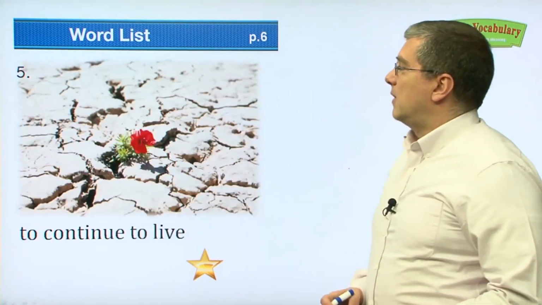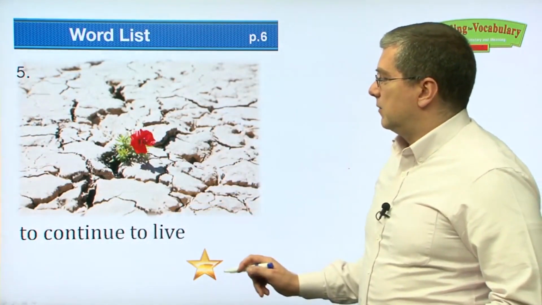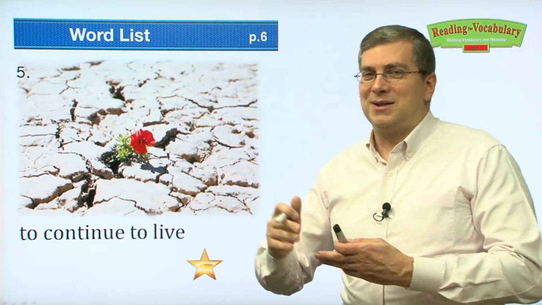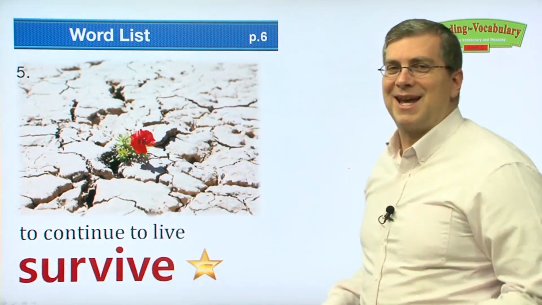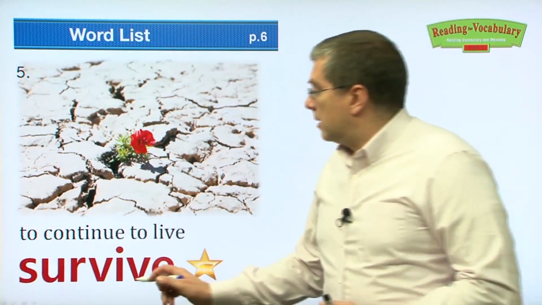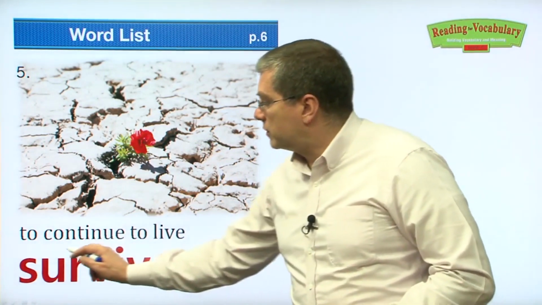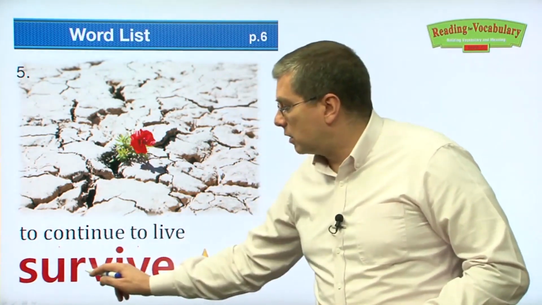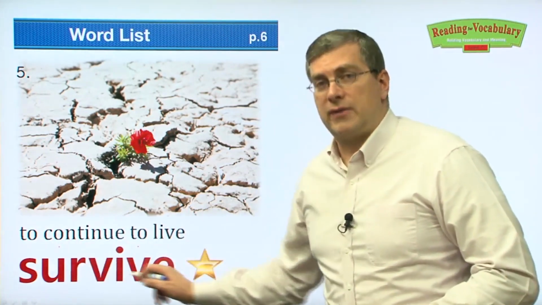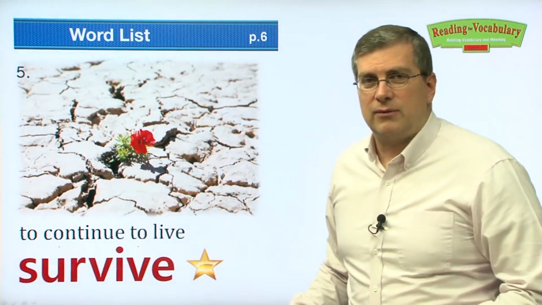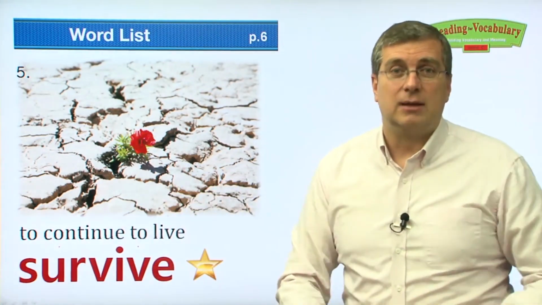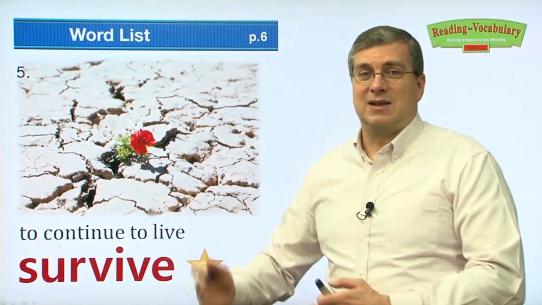Okay. Number 5, to continue to live. If something continues to live, they endure, they survive, right? I can't say it without saying the word, right? Survive. That's a little difficult word to say. Remember, survive. It's two sounds. 1, 2. Survive. So when you put them together, survive. One more time, survive. So survive means to continue to live, not die. So if something doesn't die, it continues to live.